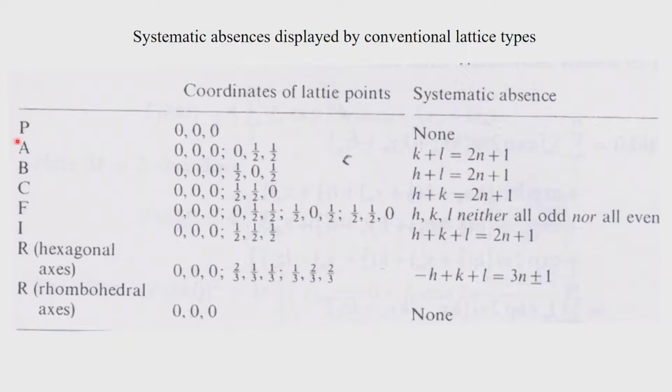This particular table which I have given here tells you what are the types of systematic absences that occur. There is a mistake in the textbook, it should be lattice points, E is not there, it is C, LATT, IC, and there should be an E after that. So, C is missing here. It is okay, I have copied it from the textbook.